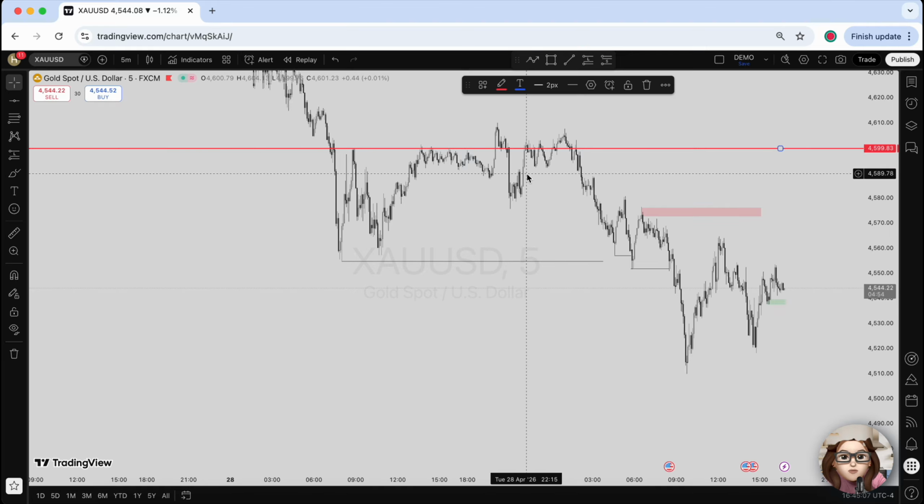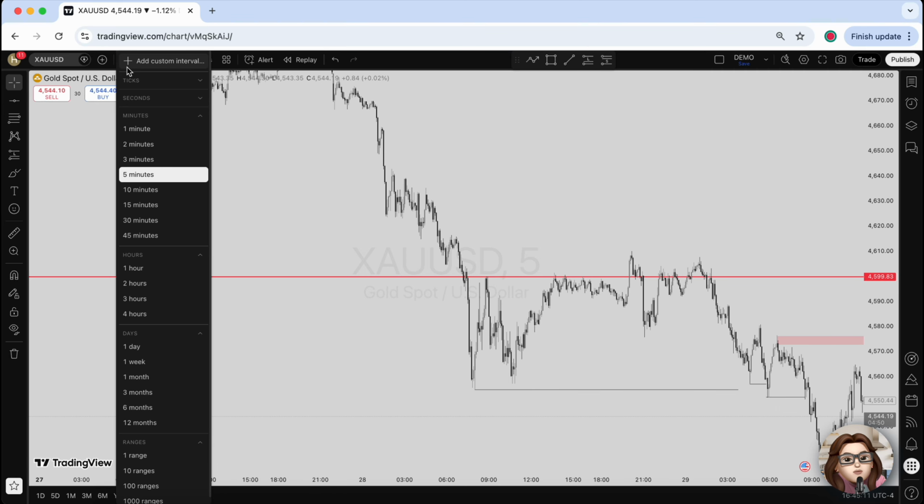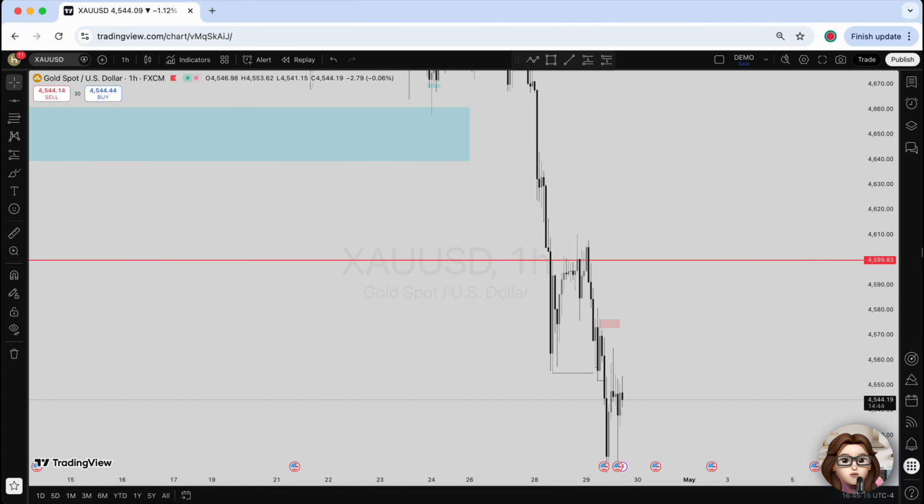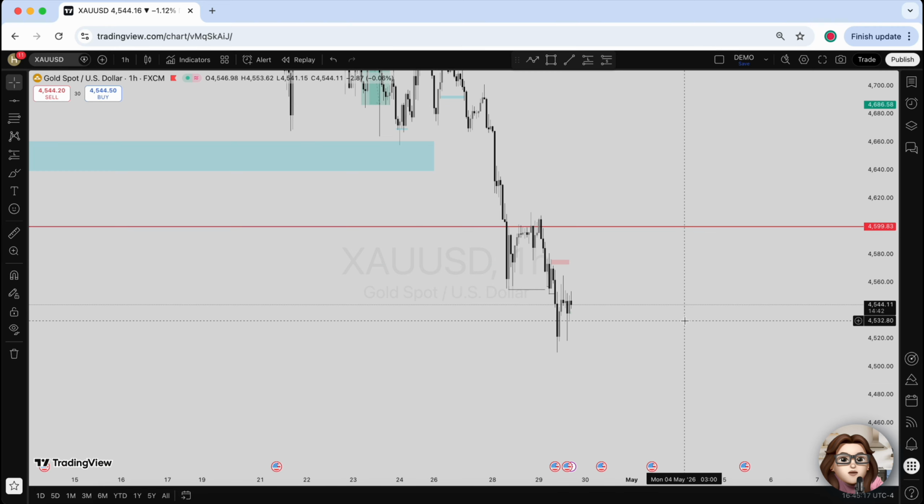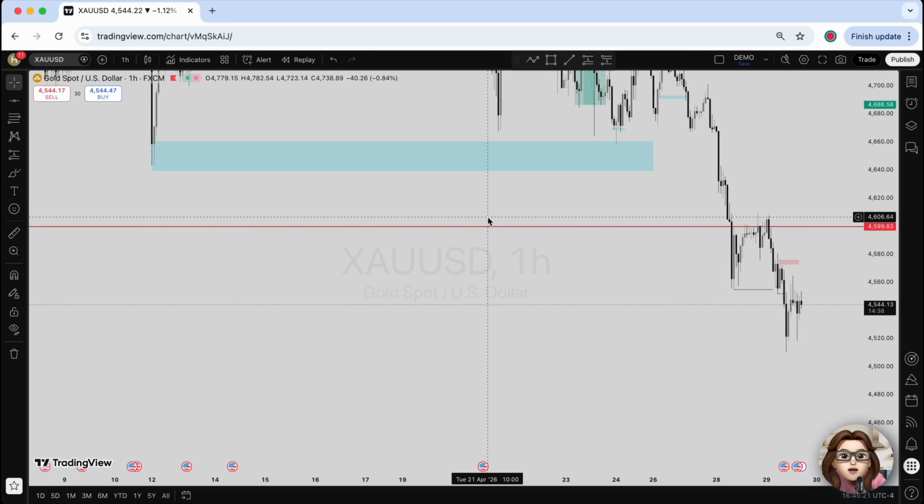Support is where price tends to bounce upward. Resistance is where price struggles to move higher. Focus on clear swing highs and swing lows. You don't need perfect precision, just mark the zone.